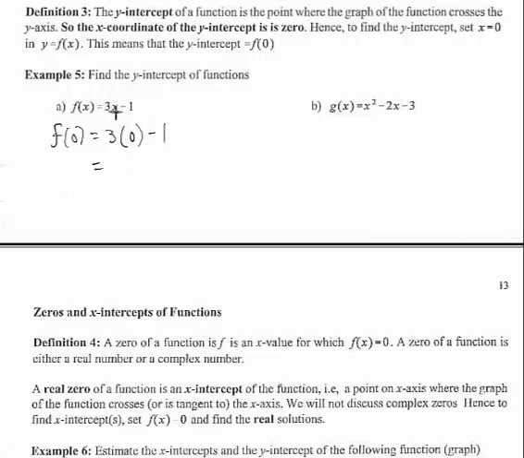Okay, this is the linear function that we had before. I want to find the y-intercept, so I put x equal to 0. That piece drops out. 0 times 3 is 0. And I get a negative 1. The coordinates for my y-intercept are 0 and -1.